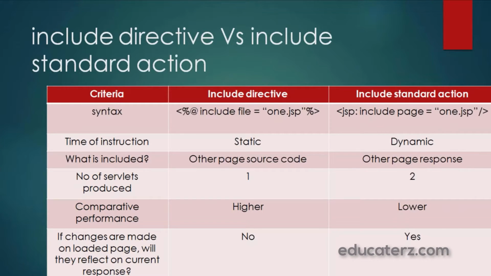If 2.jsp is modified, the translation of this page is done again and the modifications done in header.jsp reflect in the response of 2.jsp. So this is the drawback in using the include directive. But when the include action is considered, any changes made to the header.jsp file will reflect in the current page response.